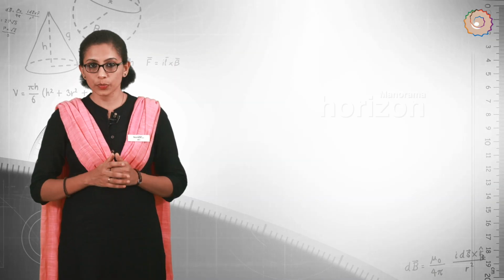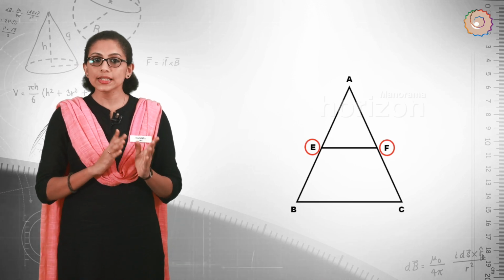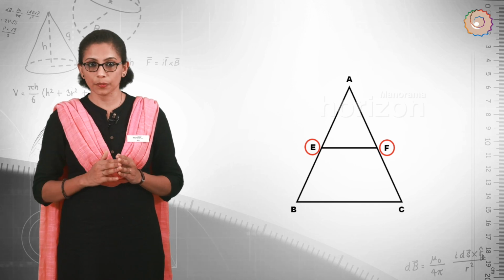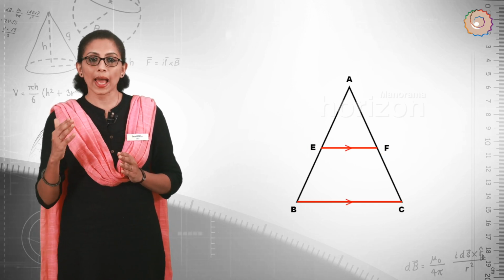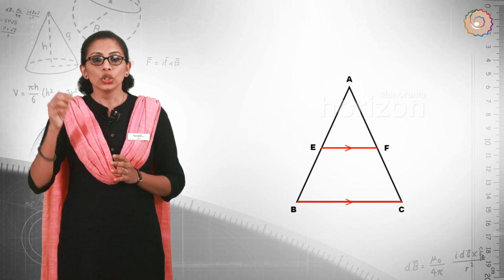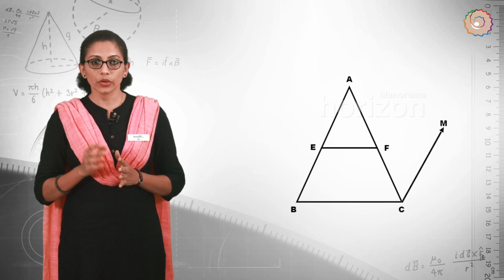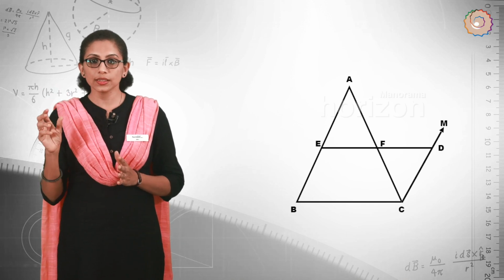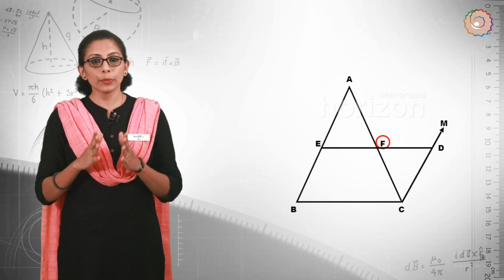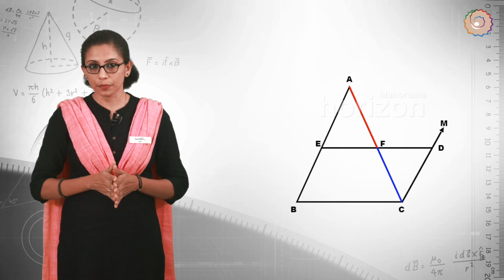Let's see the converse proof. Given: ABC is a triangle where E is the midpoint of AB and F is some point on AC. Also, EF is parallel to BC. Construction: through C, draw CM parallel to AB. Now, extend EF and let it cut CM at D. We need to prove F is the midpoint of AC, that is AF is equal to FC.